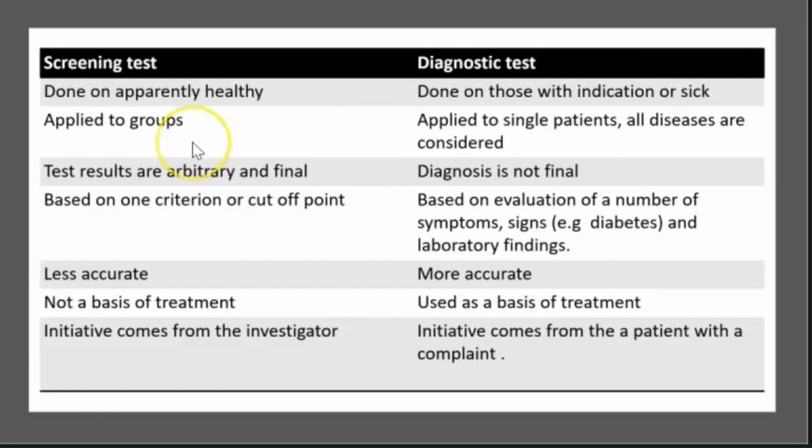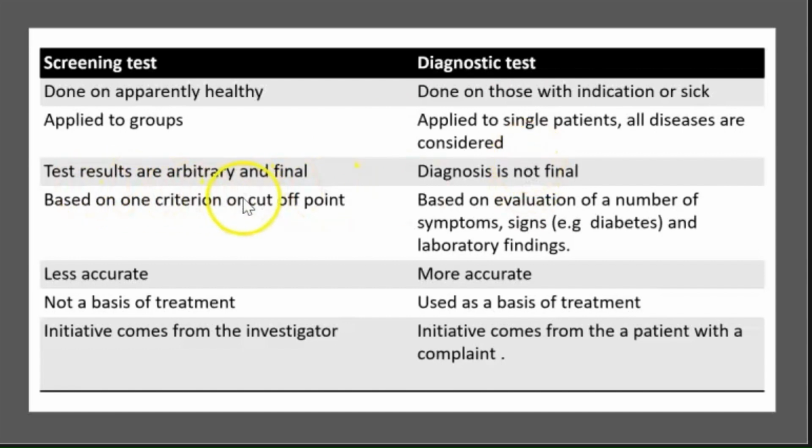It is usually applied to groups of people when we are doing the screening, but usually the diagnostic test is done on a single patient and will consider all the diseases depending upon the sign and symptom of that particular patient. Its test results are arbitrary and final. And diagnosis is not final. Obviously, we need to do multiple tests for the confirmation of diagnosis. We need to take the history, physical examination, multiple diagnostic tests for the diagnosis.